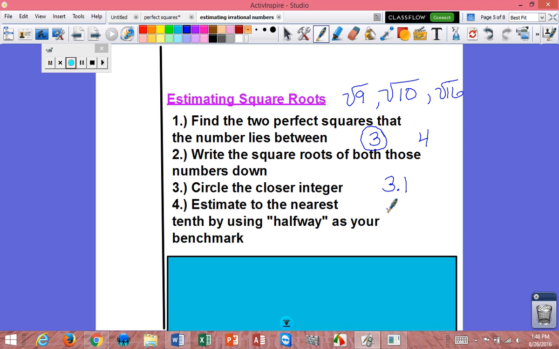You could have said 3.2 or you could have said 3.3. Now, 3.5 would not work because if you were to round 3.5, it would round up to 4, and we know that we want our number to be closer to 3. So this would be a good estimation for the square root of 10.